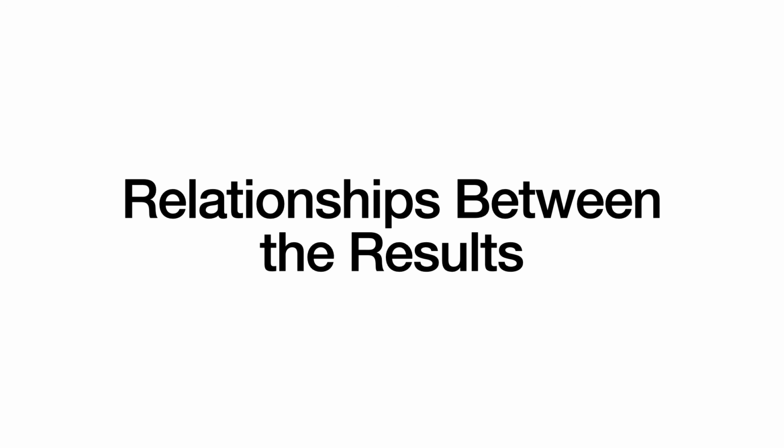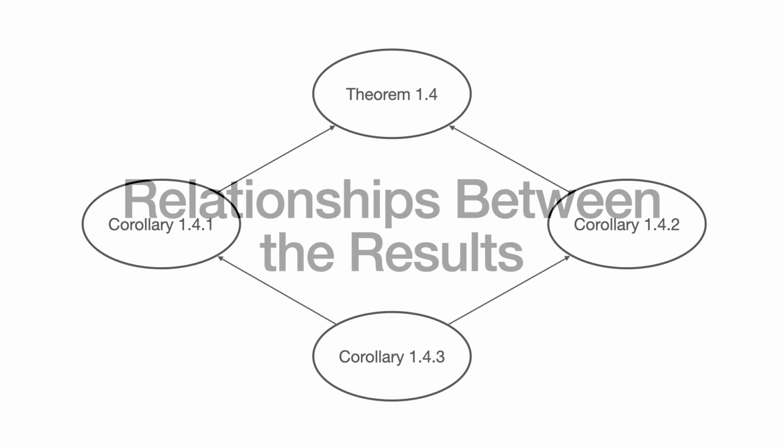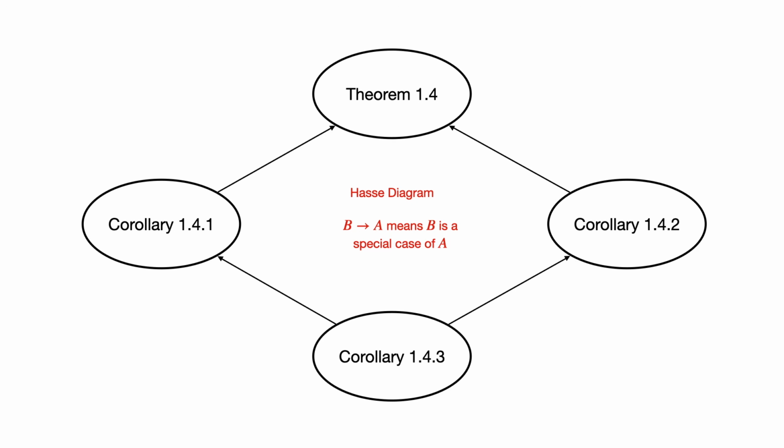Next, let's look at the relationships between these various results. So this is a Hasse diagram showing the relationship between Theorem 1.4 and the various corollaries. In this diagram, an arrow going from one object, which we'll call B, to another object, which we'll call A, means that object B, or result B, is a special case of result A. And so we see first that Corollary 1.4.1 is a special case of Theorem 1.4, and it's a special case because in Corollary 1.4.1, q is equal to 1.